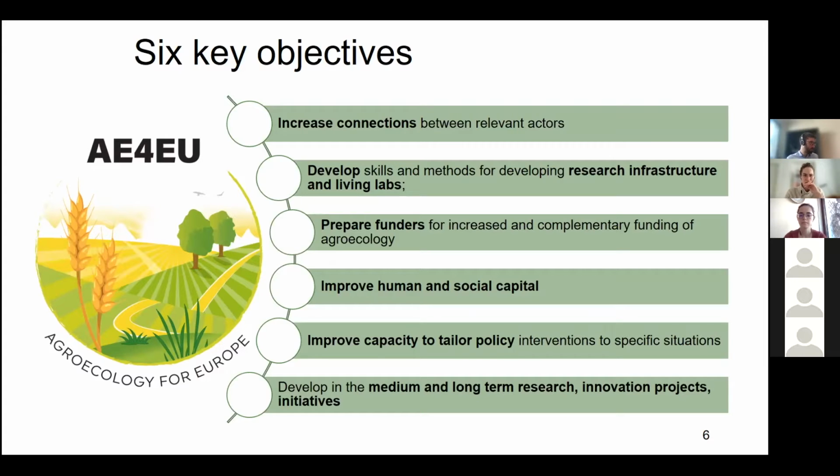So we defined 6 key objectives for the whole project. On the one side, to increase the connections between different actors. Then, more specifically, to develop skills and methods for developing research infrastructure and living labs, and to prepare the funders for increased and complementary funding of agroecology. Fourth would be to improve human and social capital. Then to improve the capacity to tailor policy interventions to specific situations, and also to develop in the medium and long term research and innovation projects and initiatives, or at least to initiate this from the project side. Next, please.